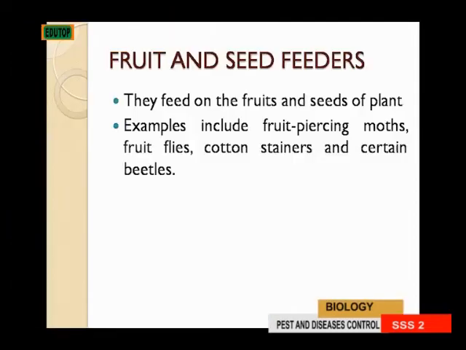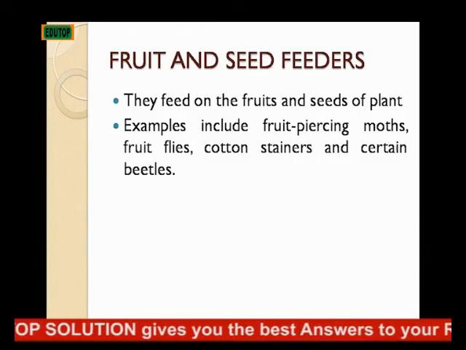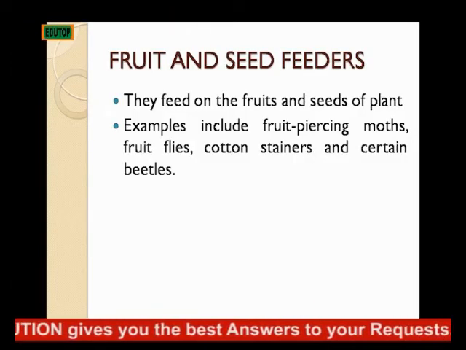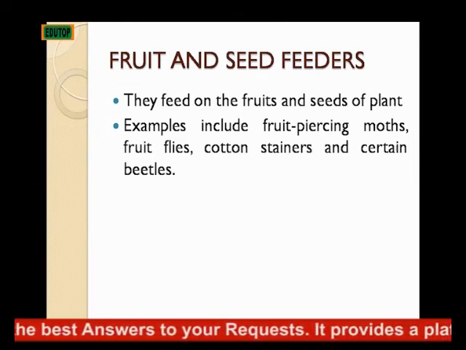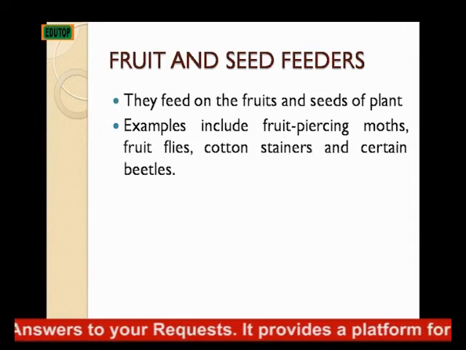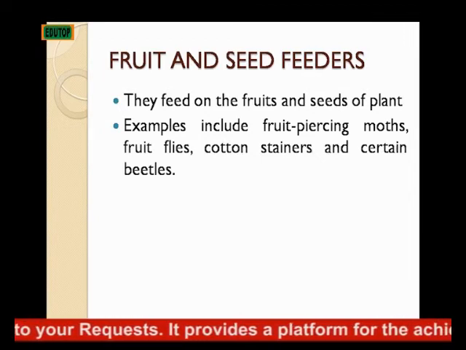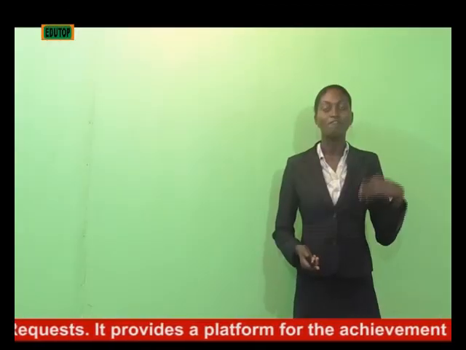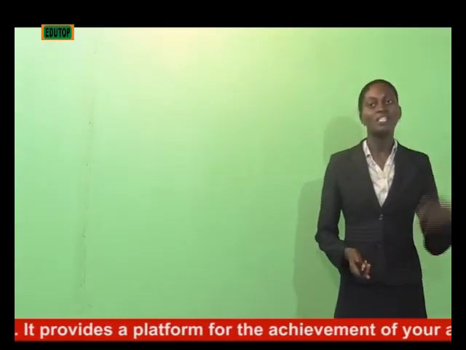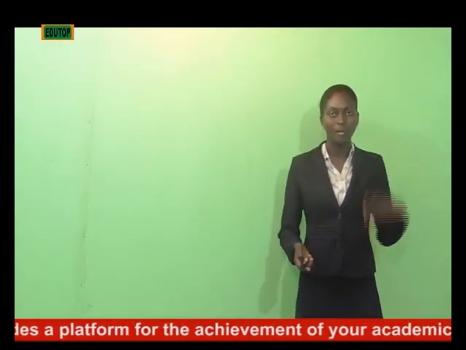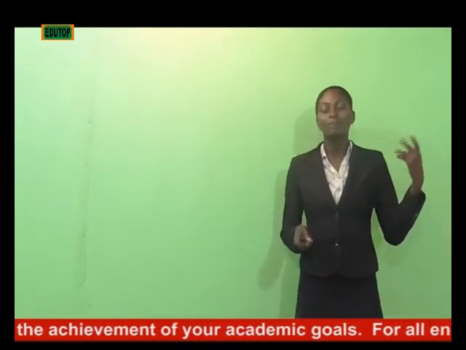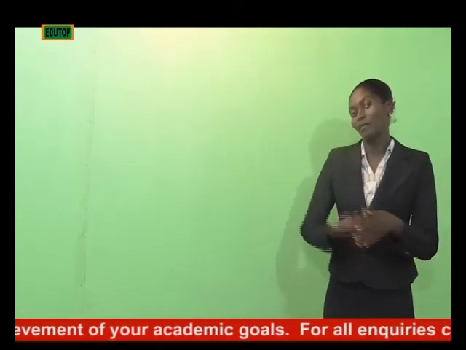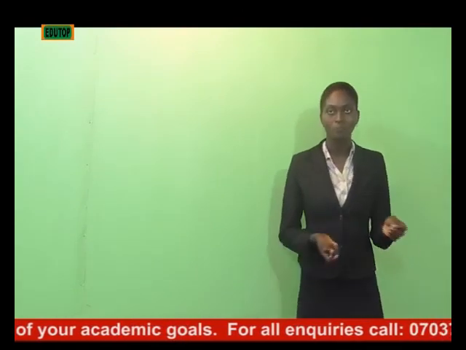Then we have the fruit and seed feeders. They feed on the fruits and the seeds of plants. Examples of such fruit and seed feeders are the fruit-piercing moths, fruit flies, cotton stainers, and certain beetles. They feed on the fruits and the seeds of such plants, thereby destroying them, since the fruit or the seed are the produce that the farmer most times carries to the market for sale.